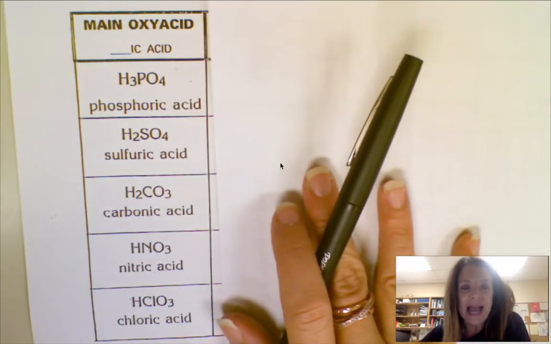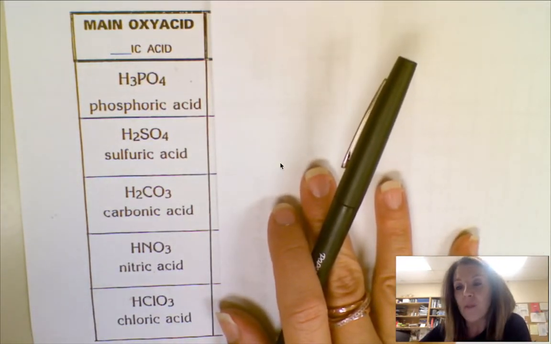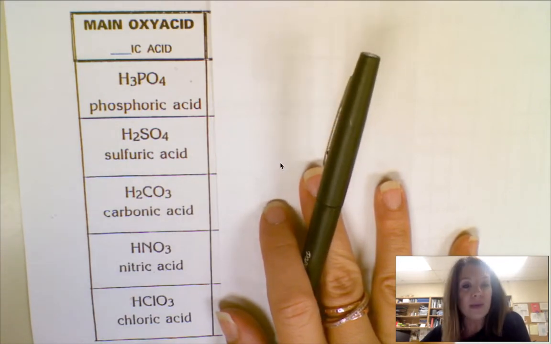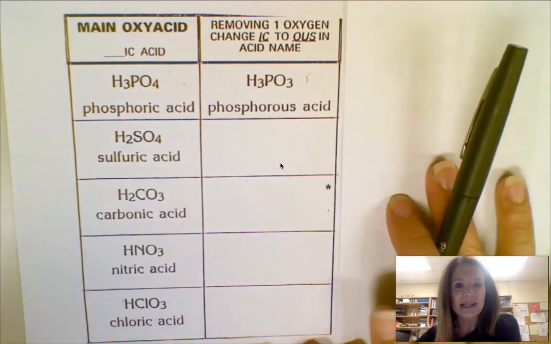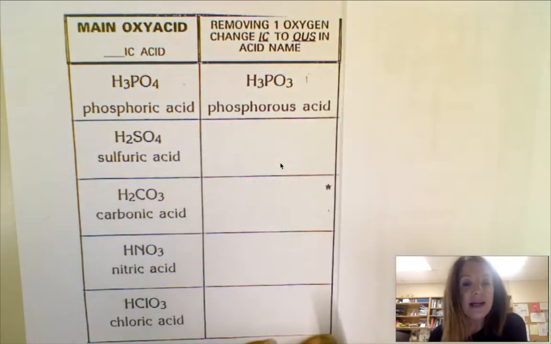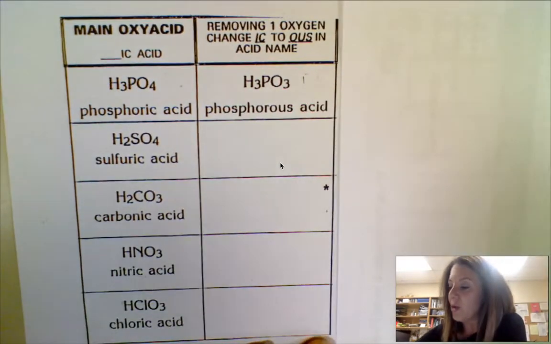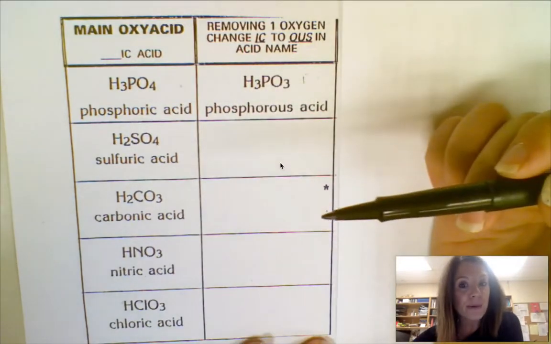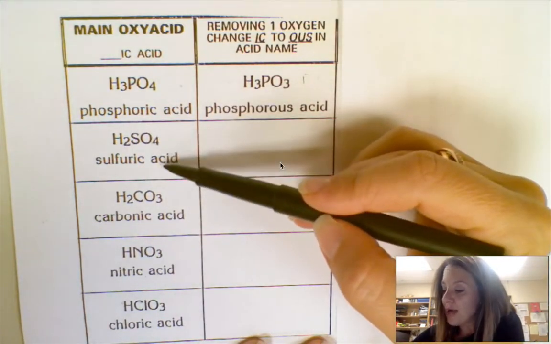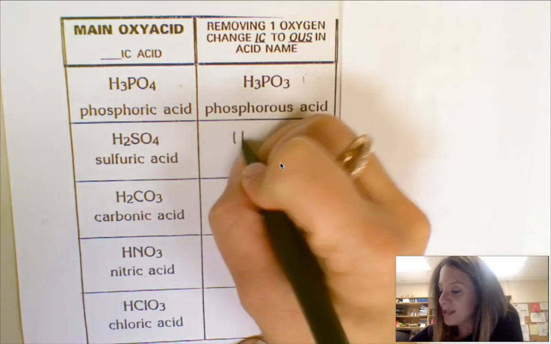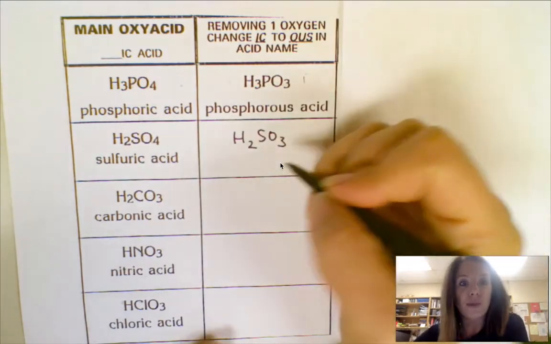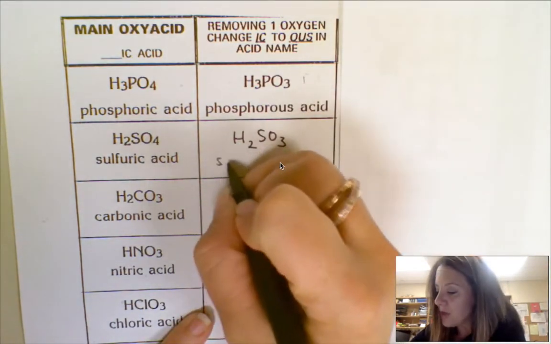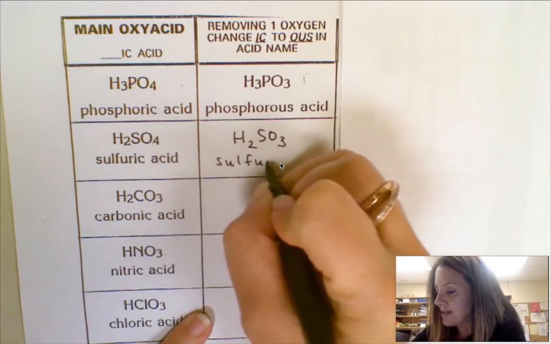From these ic acids, we can create five more acids. What we do in that case is if we remove an oxygen, we create an ous acid. So ic acids can make ous acids just by removing one oxygen. The rest of the formula remains the same. So here we have sulfuric acid. If I want to make sulfurous acid, it's H2SO3, just one less oxygen. So that becomes sulfurous acid.